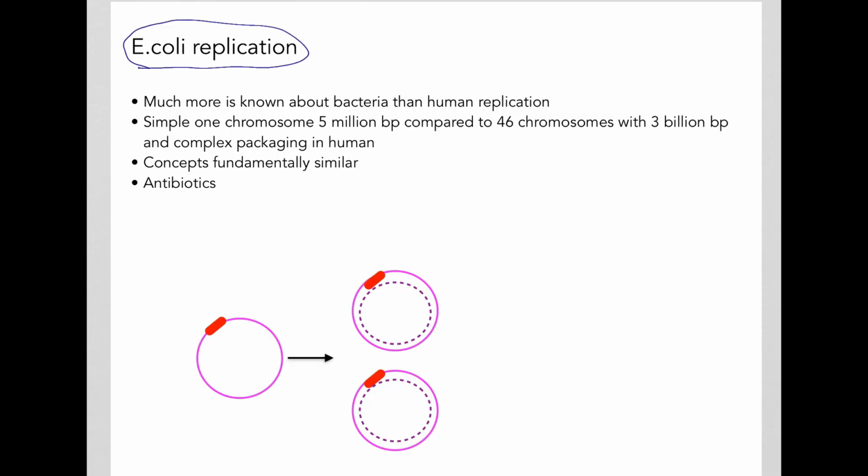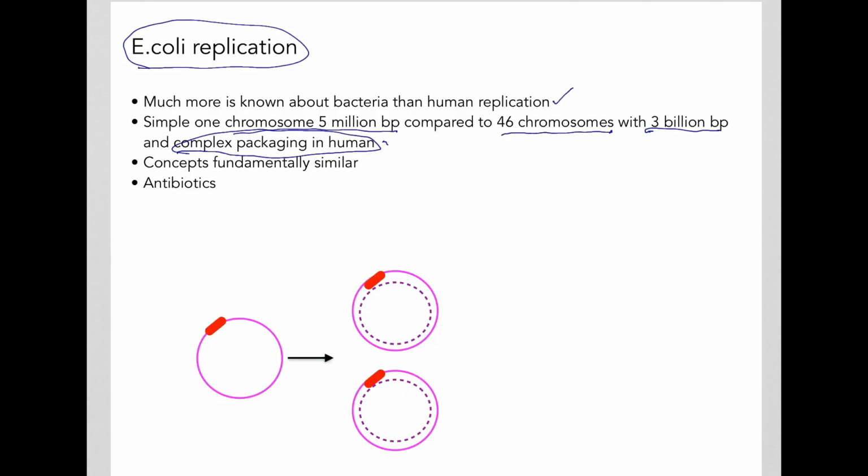Now, we know much more about E. coli replication rather than human replication. One of the reasons for this is because the E. coli bacteria has only one chromosome. It's a very simple system with 5 million base pairs. Compare that to a human cell that has 46 chromosomes, 3 billion base pairs, and on top of that, there is very complex packaging of the chromosomes in a human.